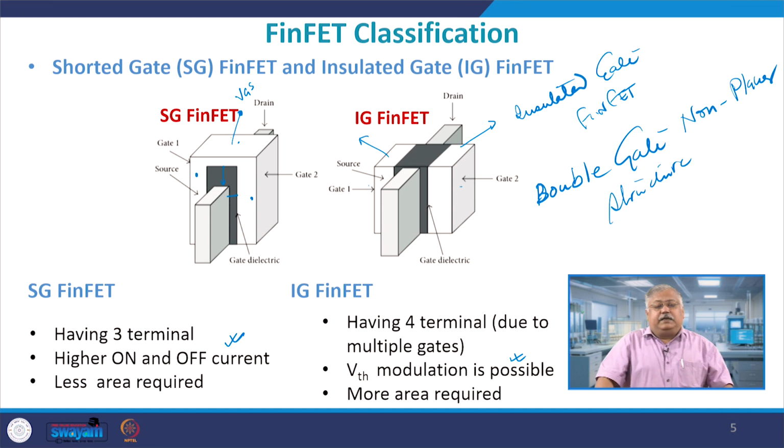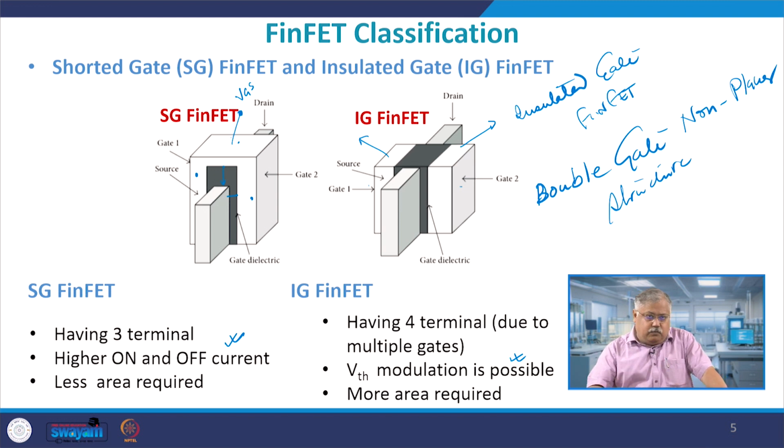The typical advantage of a shorted gate is lower area, and it has higher on current but also higher off current. It is a 3-terminal device. An insulated gate will be a 4-terminal device due to two gates. Threshold voltage modulation is possible using the second gate as the back gate, and more area will be required.